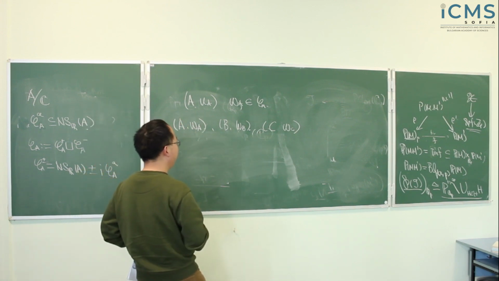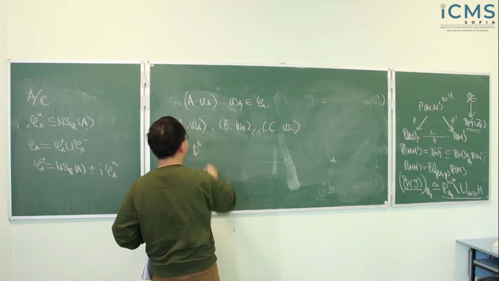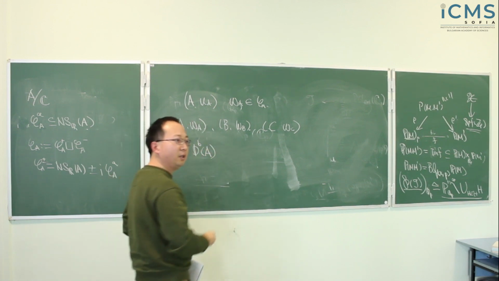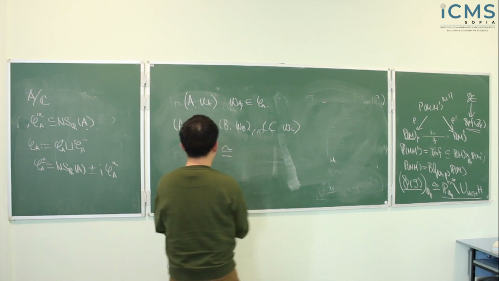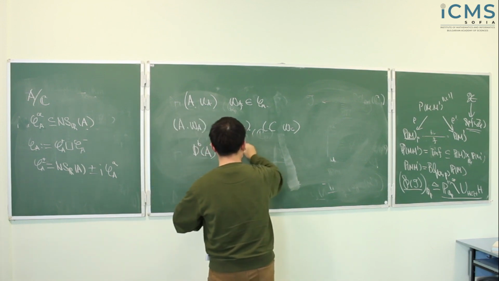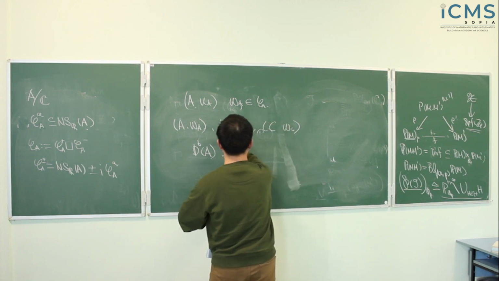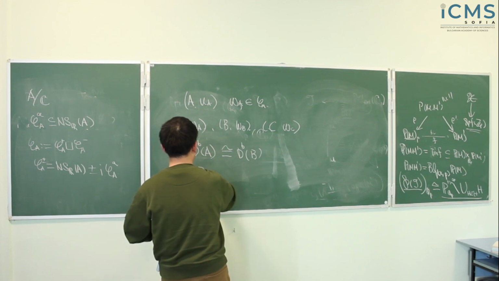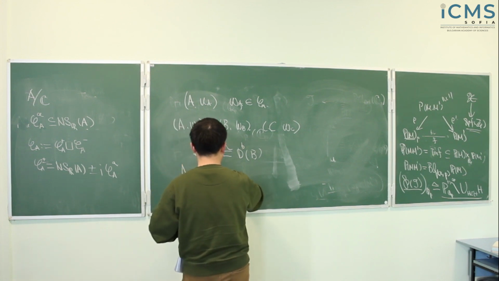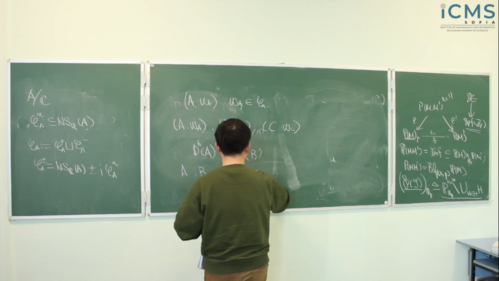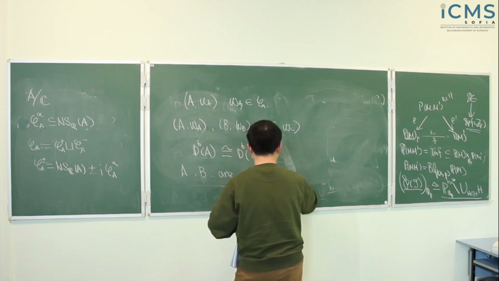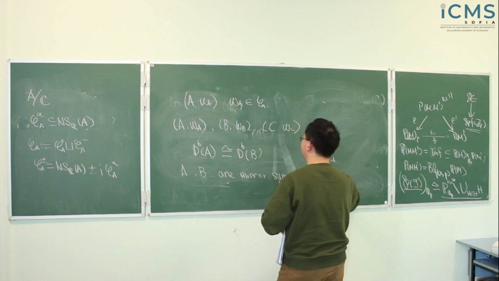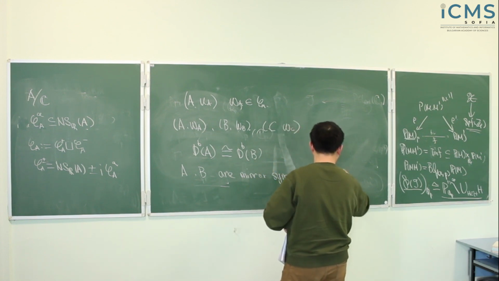Then we have the derived category of coherent sheaves of the abelian variety A should be equivalent to the derived category of coherent sheaves of the abelian variety B. And A and B are mirror symmetric with the C, that we'll explain this later.